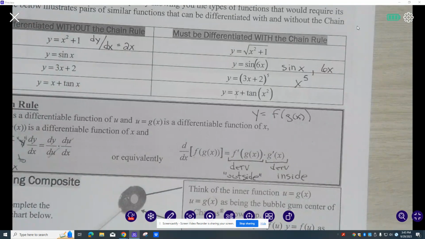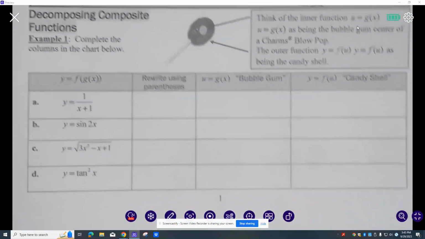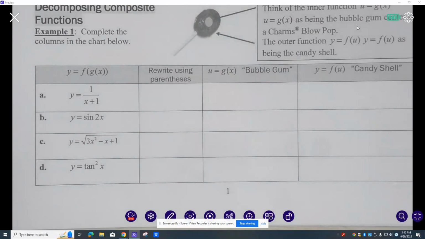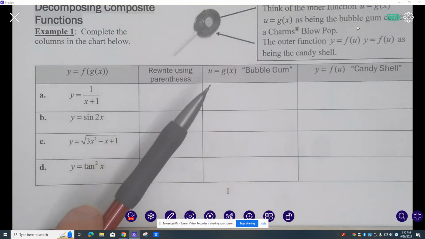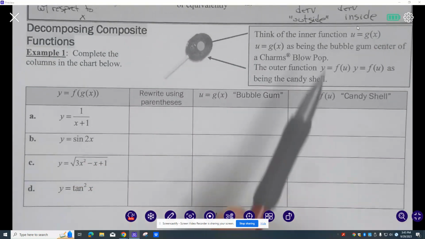All right, let's keep going here. I don't know how much we're going to do in this video, but enough to get you started. Okay, so this is a fun little analogy for you to use for a composition.